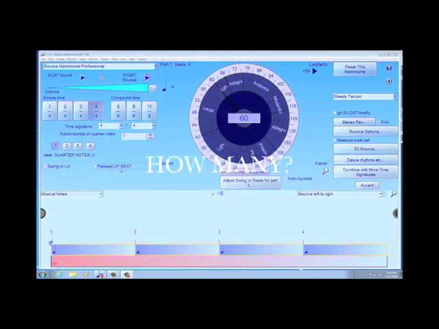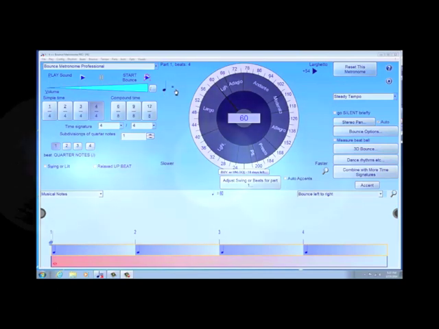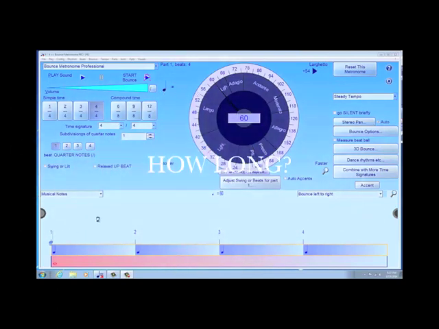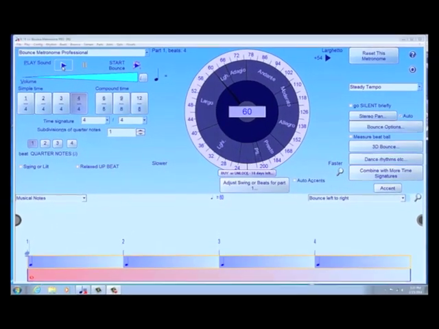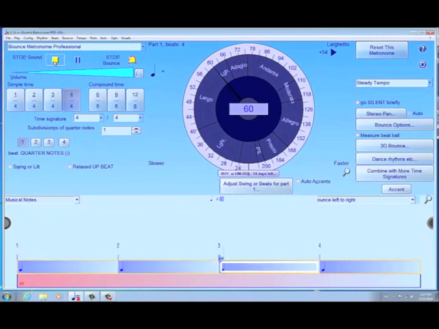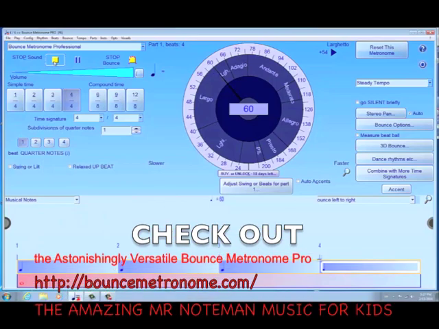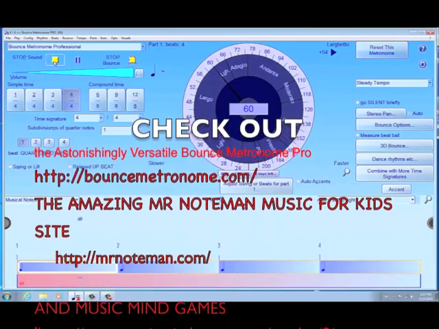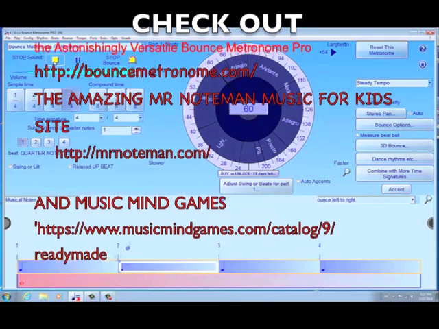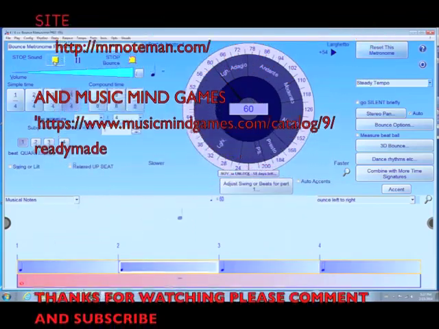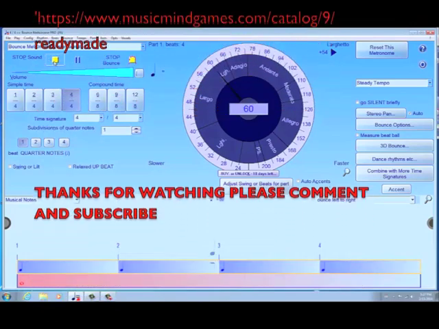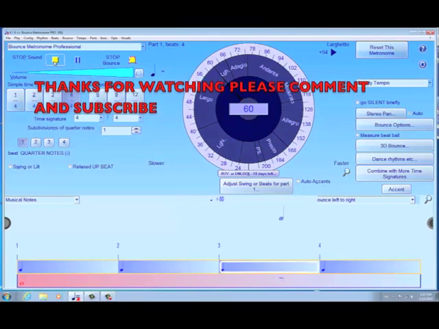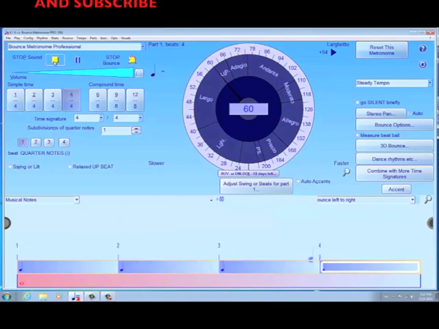So that's how many: four beats, of which kind: quarter notes, and there are 60 quarter note beats per minute. So in 4-4 time, that will sound like this. 1-2-3-4, 1-2-3-4, 1-2-3-4. Strumming that will be 3-4. So that's the basic skinny on this.